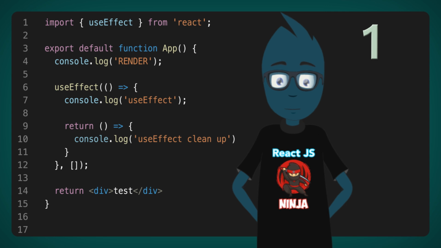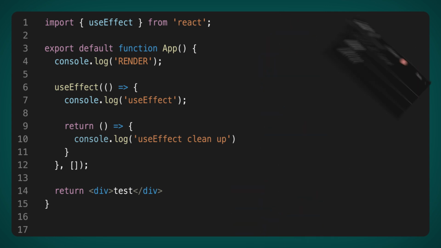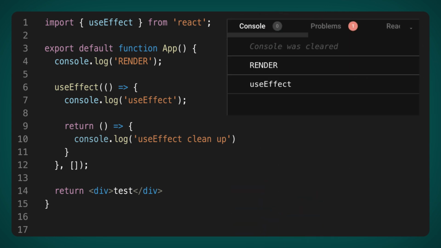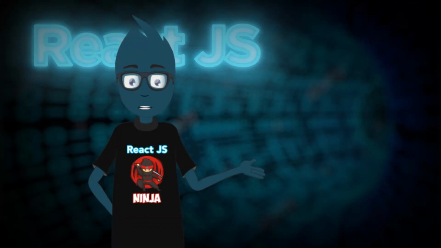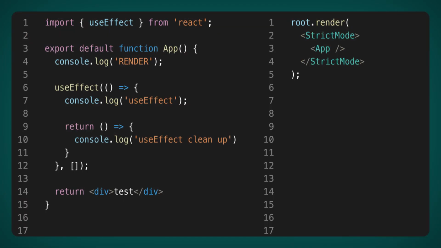3, 2, 1. And the correct answer. We will see render firstly in the console, and then useEffect. We will never see the third console log because we didn't have the component unmounted. I think the task was easy and everyone managed. Let's now make it more complicated and add strict mode. The condition is the same, but only strict mode is enabled.